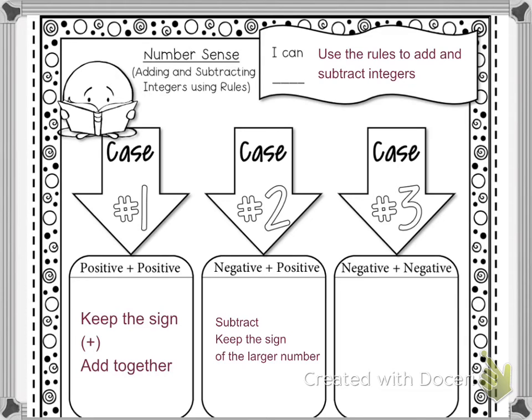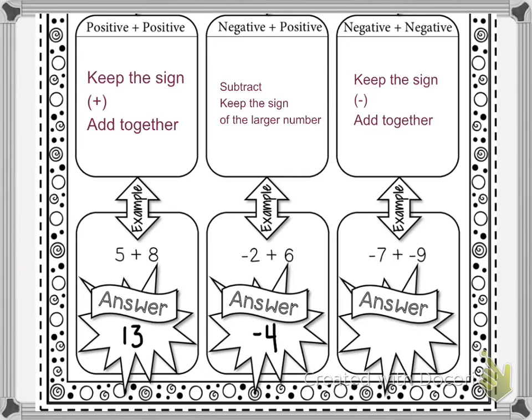One more rule left. If I have 2 negative numbers, a negative added to a negative, I don't have to worry about the sign. I'm going to keep the sign and just add them together. So I have negative 7 plus negative 9. I'm going to keep my sign the same, so my answer will be negative. And I just add them. 7 plus 9 is 16. So my answer is negative 16.